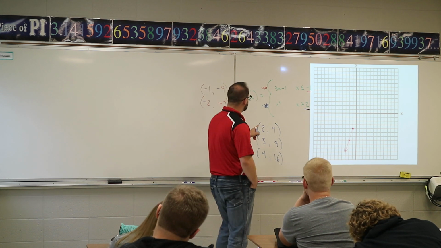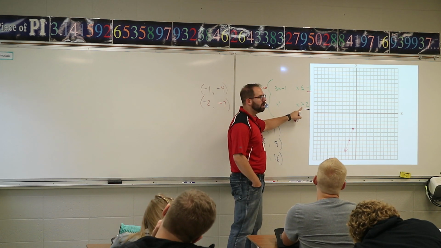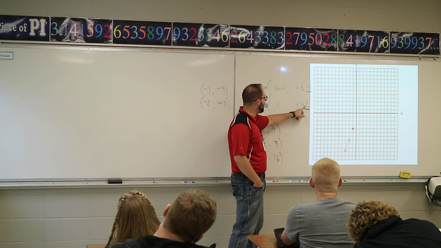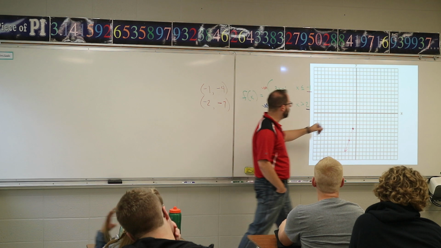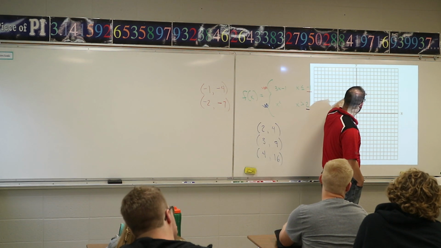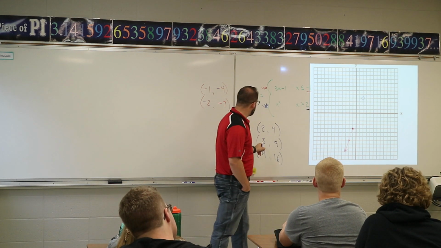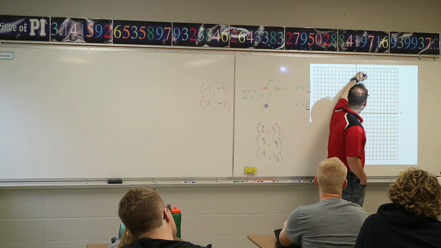All right, so for the curve, I'm gonna start at 2, 4, and this has to be an open circle because I can't include it. It doesn't have a little bar underneath it, so it'll be an open circle. So 2 comma 4, 2 over, 4 up, open circle. Okay, next one, 3 comma 9, so 3 over, 9 up.